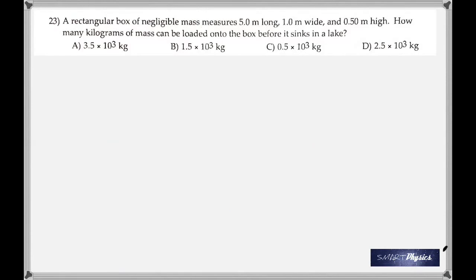A rectangular box of negligible mass measures 5 meter long, 1 meter wide, and 0.5 meter high. How many kilograms of mass can be loaded onto the box before it sinks in a lake? Interesting question. Because the maximum volume that this box can displace is equal to its volume. And its volume is 5 times 1 times 0.5. And so we have to find out the weight, the mass of the liquid displaced.